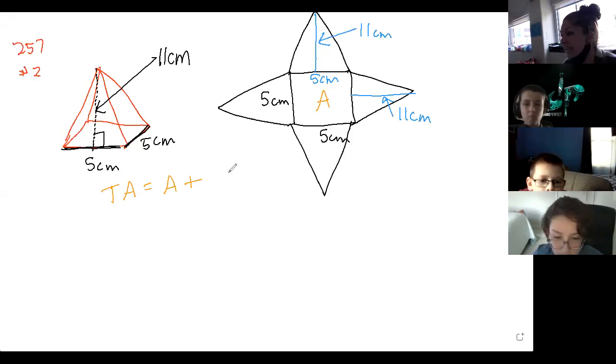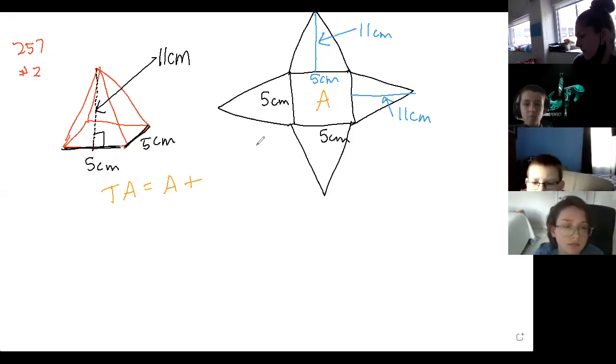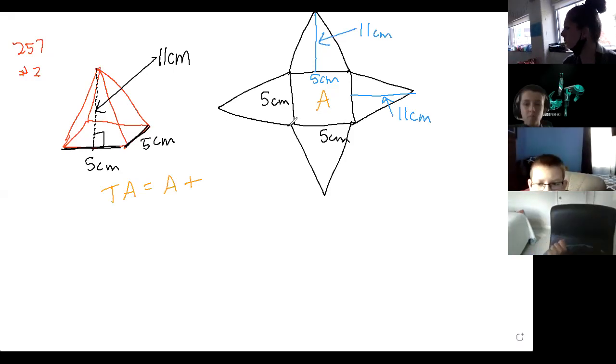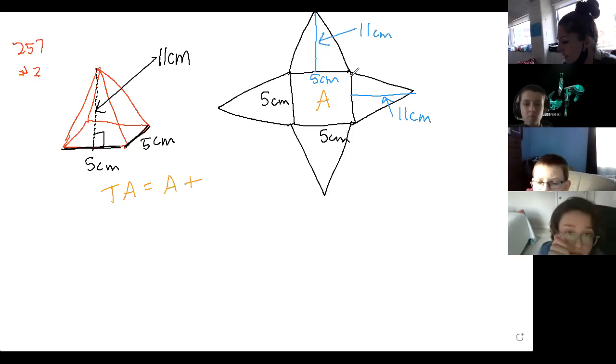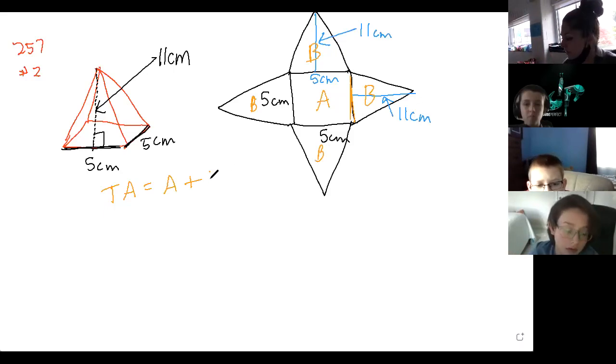Are the triangles equal? And how do you know? I'm hearing some people say yes. Prove it to me. Because all of them have 11 centimeters in height. All of them have a height of 11 and a base of 5, right? So if they all have a height of 11 and a base of 5, we know that they're exactly the same. So we can label them all B, right? So I know my total area is going to be 1A and how many B's? 4 B's. You got it.